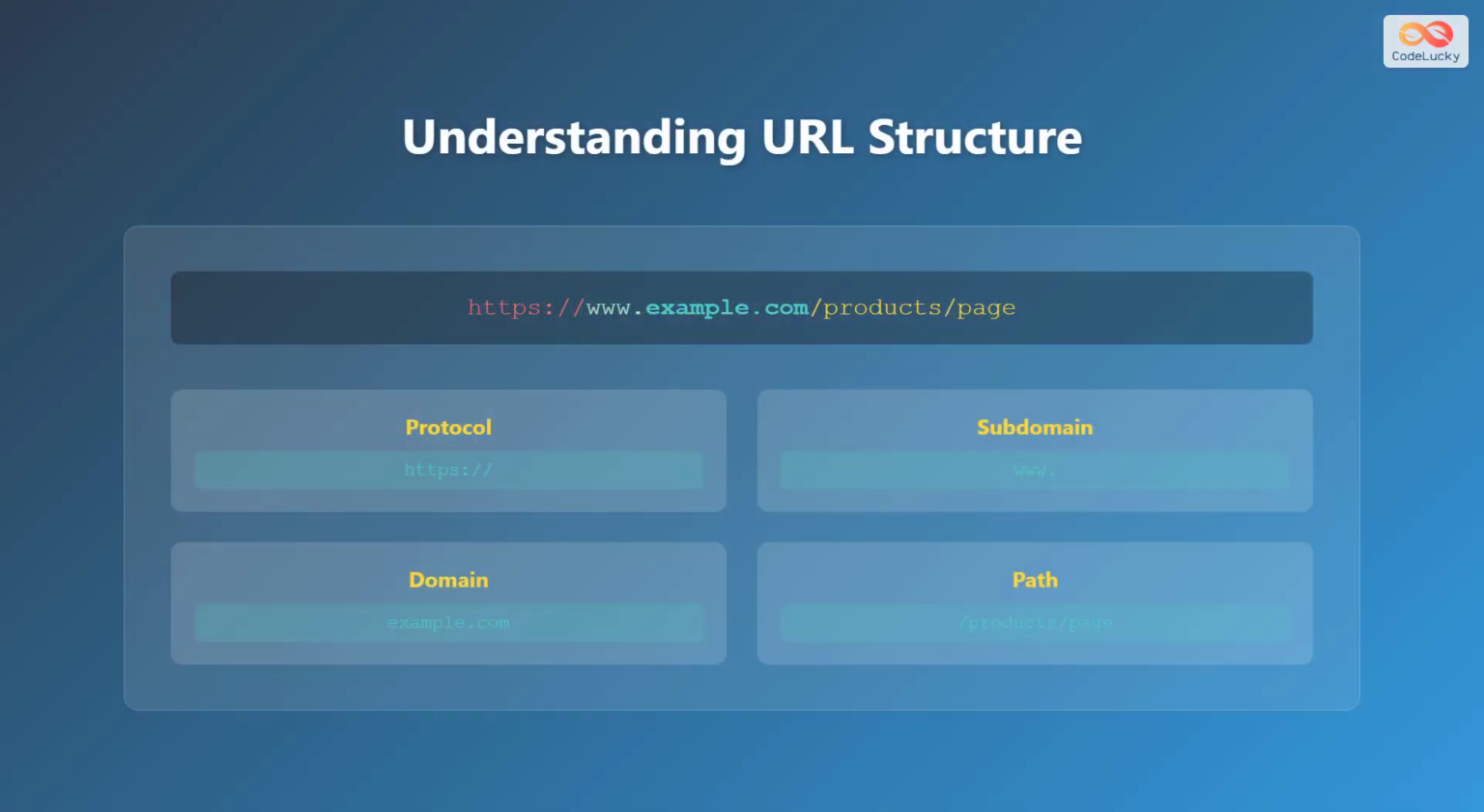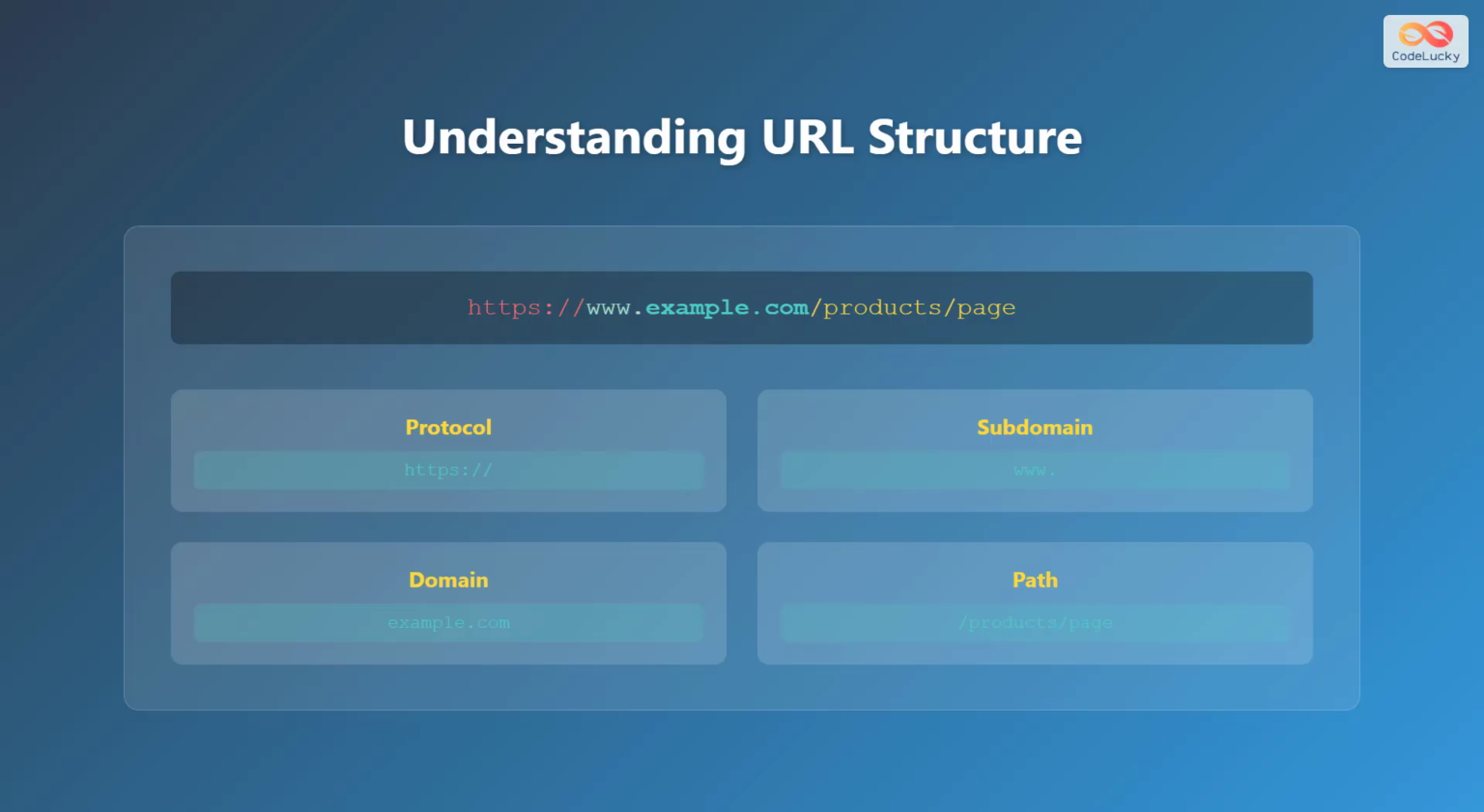Let's understand the structure of a URL. A typical URL consists of several components. These include the protocol, such as Hypertext Transfer Protocol Secure or HTTPS, or Hypertext Transfer Protocol or HTTP, the subdomain, the domain name itself, and the path to a specific resource.